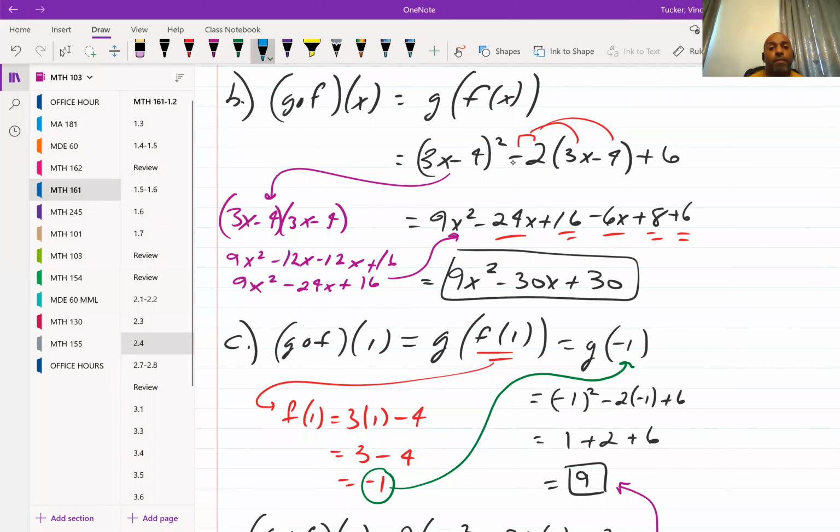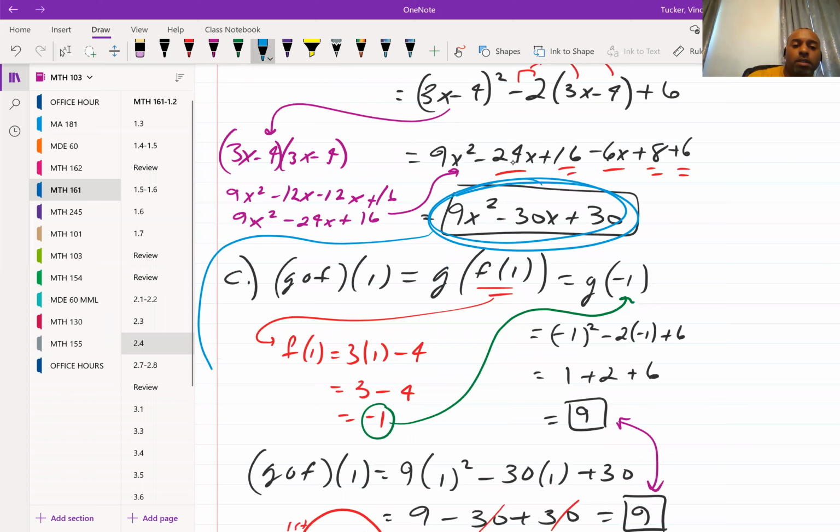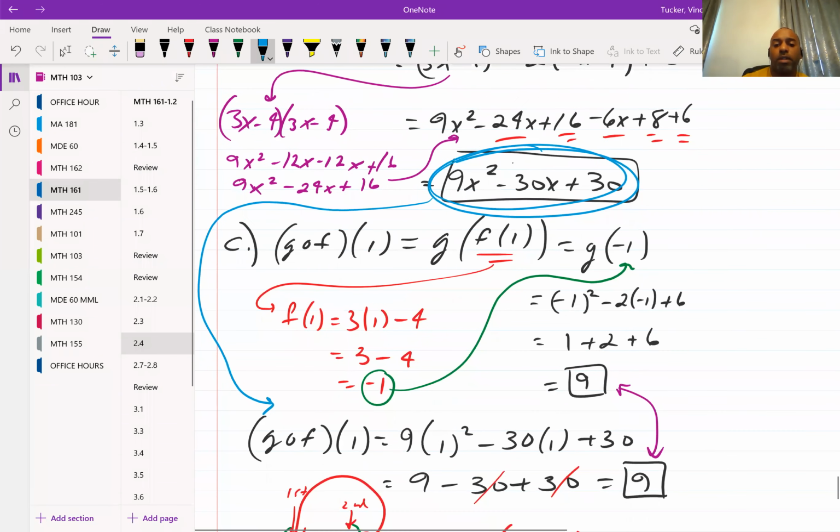Now the other way, because I have already found this, I could just plug in that 1 into there. So that's what I did here. Plug 1 into this, because remember that represents generically g of f of x. So I'll plug 1 into that. So here, 9 times 1 squared minus 30 times 1 plus 30. And we see that it reduces down to 9.